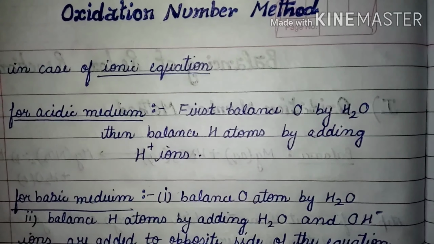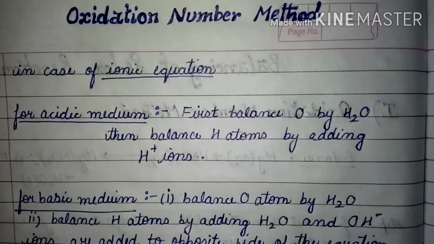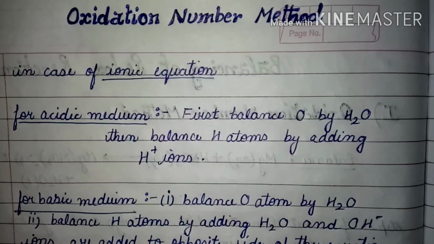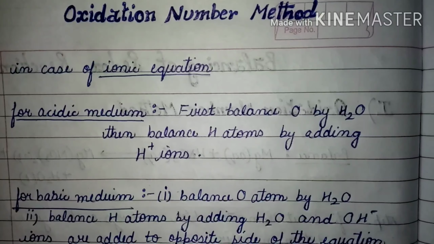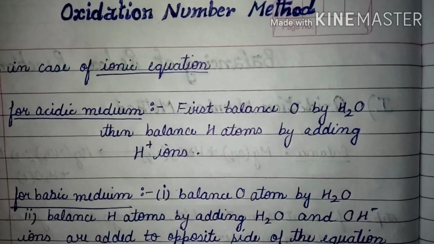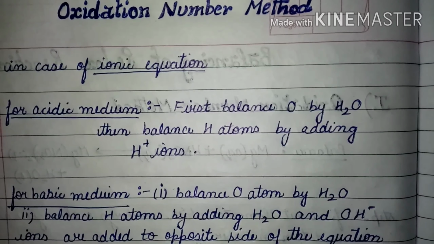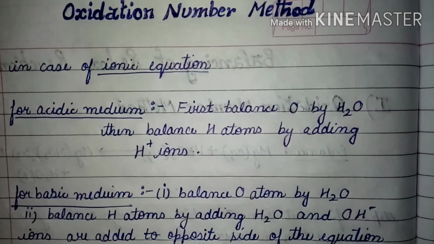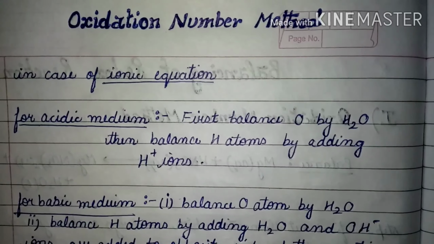And how do we balance the oxygen and hydrogen? By adding H2O water molecules to the place where there is a deficiency of oxygen or hydrogen atoms in a given reaction. Okay, and in this way we balance.